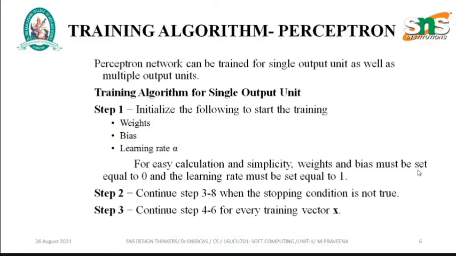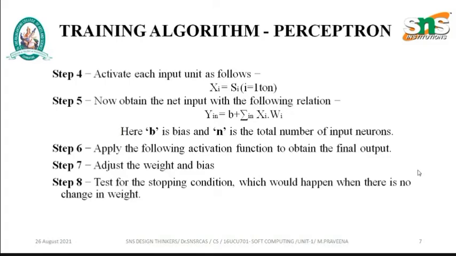For easy calculation and simplicity, weight and bias must be set to 0 and the learning rate must be set to 1. Next, step 2: we have to repeat steps 3 to 8 until we reach our stopping condition. So continue steps 3 to 8 while the stopping condition is not true. Next, continue steps 4 to 6 for every training vector x. In step 4, we will activate each input unit.